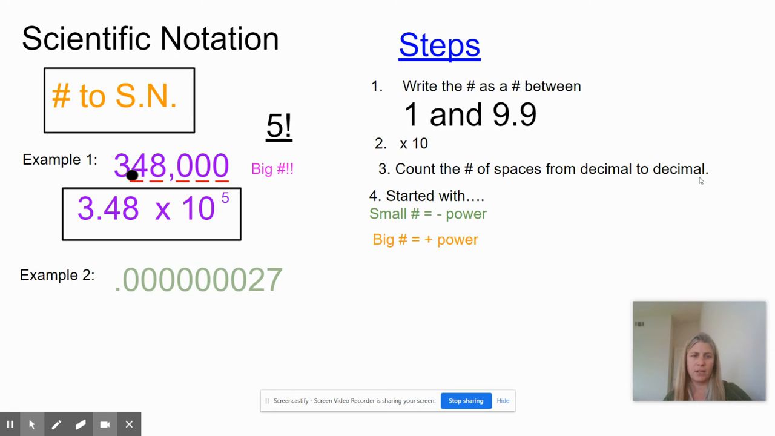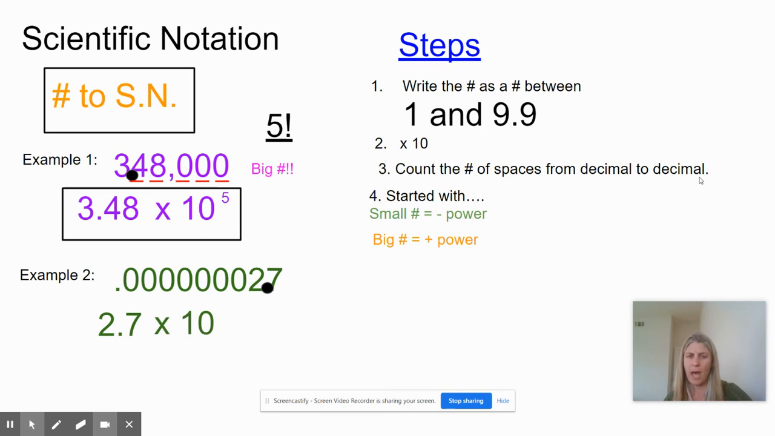Let's take a look at this number. This is 0.000000027. And as you can tell, we're looking at a pretty small number here. We're going to go through these same 4 steps. First, we're going to take a look at it and make a number between 1 and 9.9. So we know we're going to put our decimal point between our 2 and our 7. Now we're going to rewrite that as a plain number, dropping off all the zeros. So that becomes 2.7. We're now going to write the x for our times and a 10.